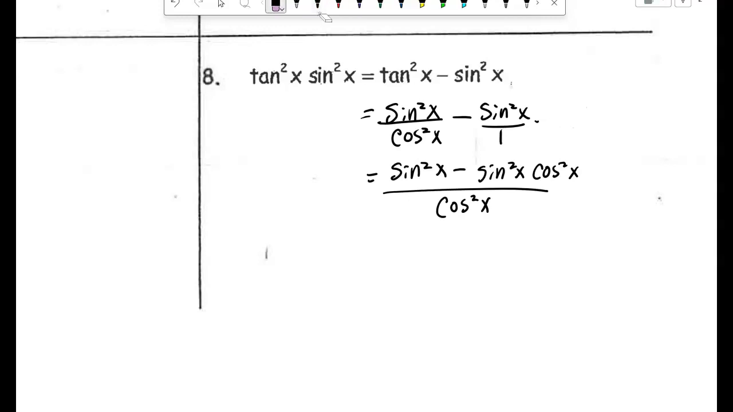I just want to make sure, does everyone follow where I got the common denominator from and everything? Beautiful. Now, if you're stuck, this is something you guys don't think of naturally. Factor. Look at the numerator. Is there a greatest common factor?